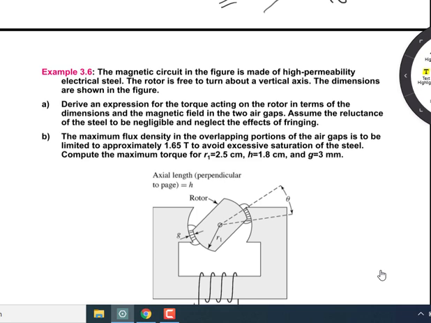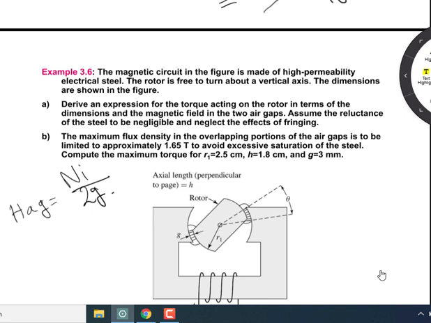And the two air gaps are in series. So what we can say is that the air gap magnetic field intensity, that is H_ag, is equal to Ni by 2g. So we are assuming that the permeability of this structure is infinite.